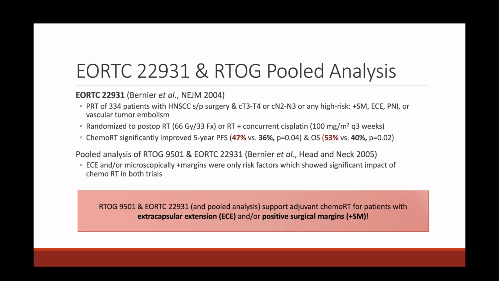And so the major takeaway from this pooled analysis is that these trials support adjuvant chemoradiation for patients that have extracapsular extension and/or positive surgical margins. So if patients have extracapsular extension or positive surgical margins after surgery, we think about boosting to 66 gray, and we also think about adding concurrent chemotherapy to the radiation.